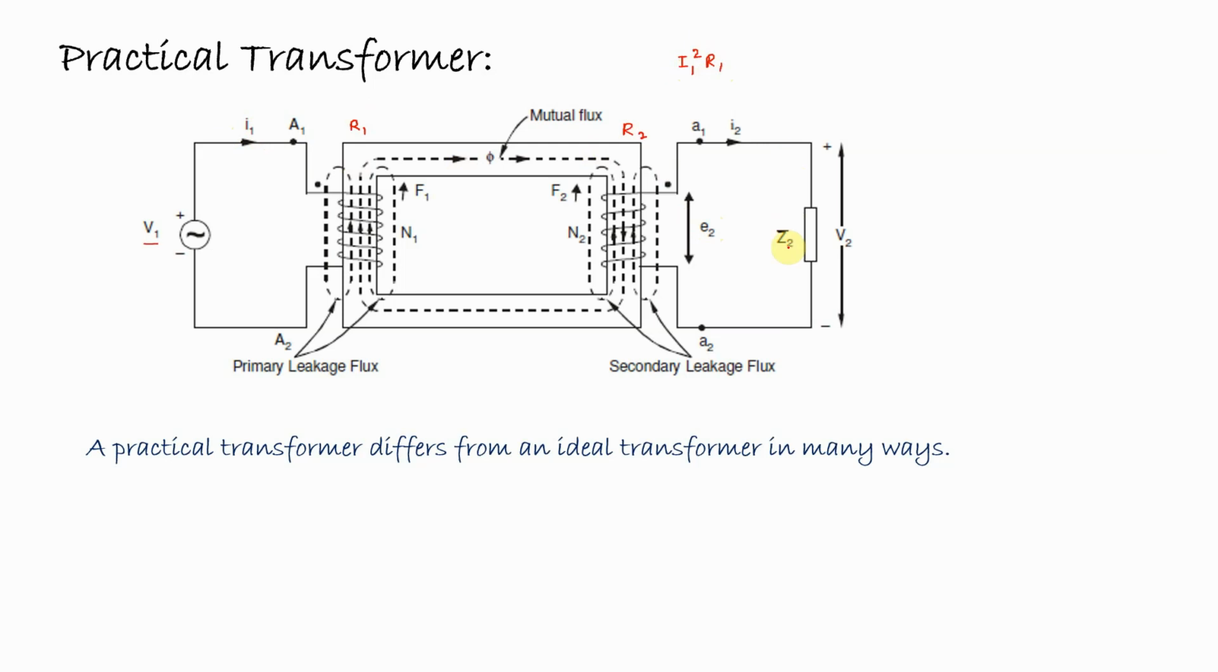Similarly, if the load is connected across the secondary winding, then in the secondary side, I2 current will be flowing, and because of this I2 current, another loss will occur in the secondary winding. This is represented as I2 square into R2. And this combination is considered as the total copper loss of the transformer. So in practical transformer, definitely there will be resistance of the winding. So there will be definitely some ohmic loss in the transformer.